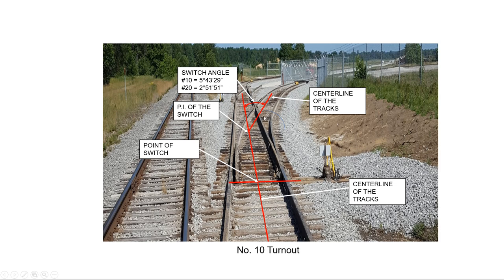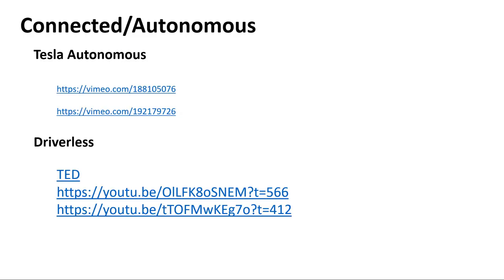And about the max speed you're going to do on one of these turnouts is 30 miles per hour, something like that. And that's a number 20. I think it's even lower for the number 10. So those are turnouts. So that ends our railroad discussion.